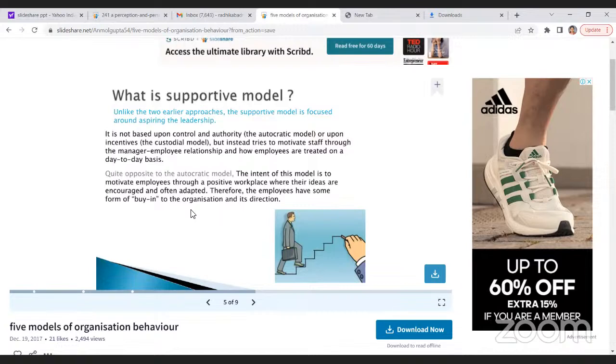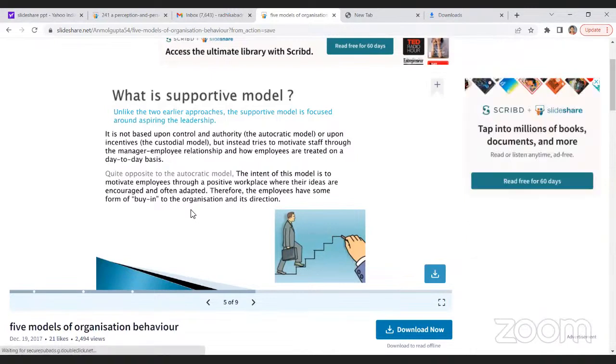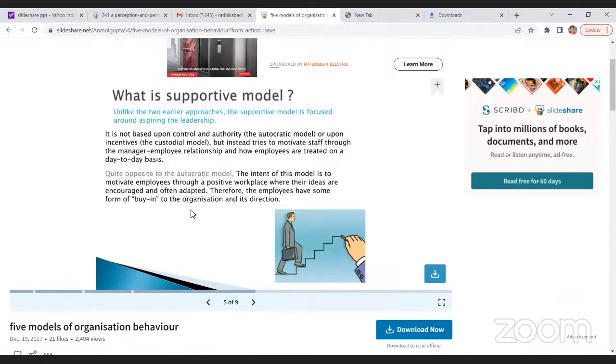But here the manager will not be in an autocratic way. He'll behave in a supportive way, rather than scolding or punishing them to do the work. Here they will suggest to them, they will guide them.